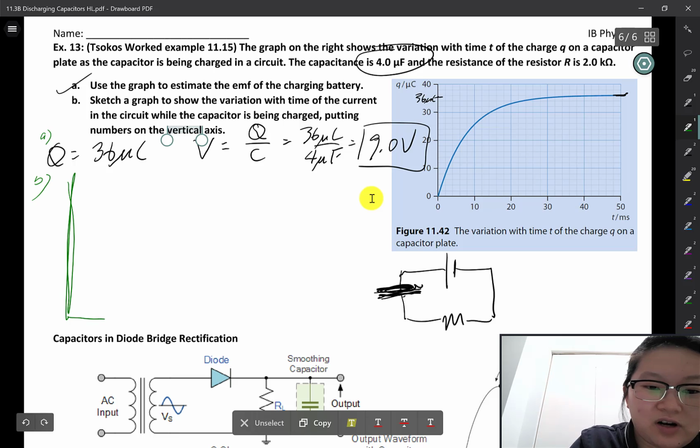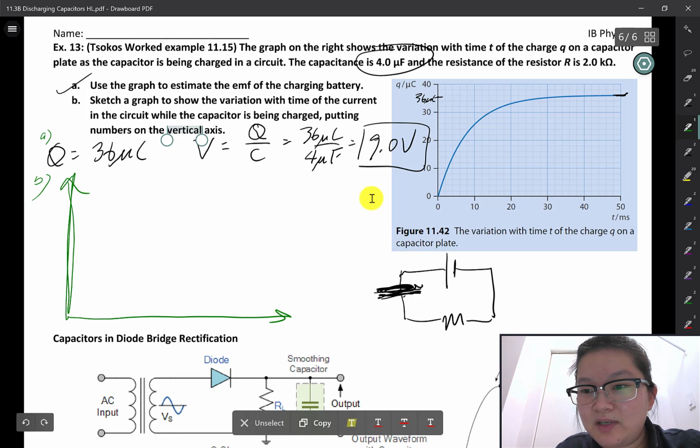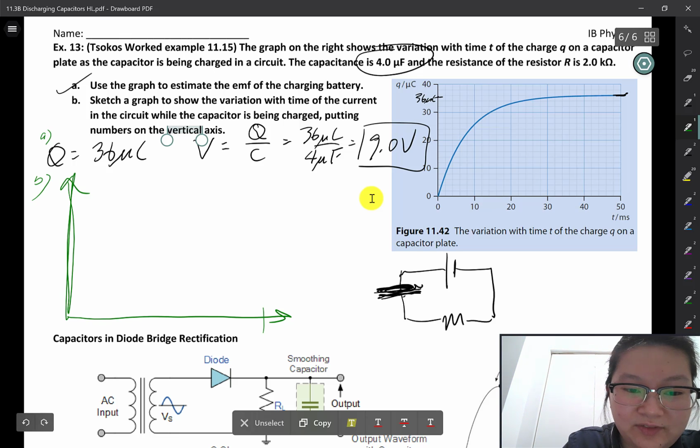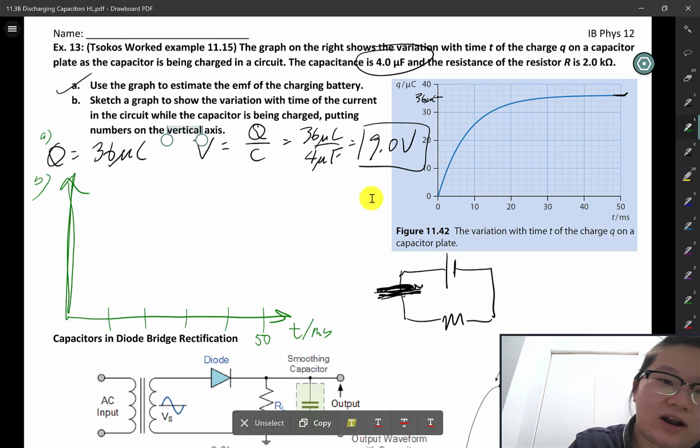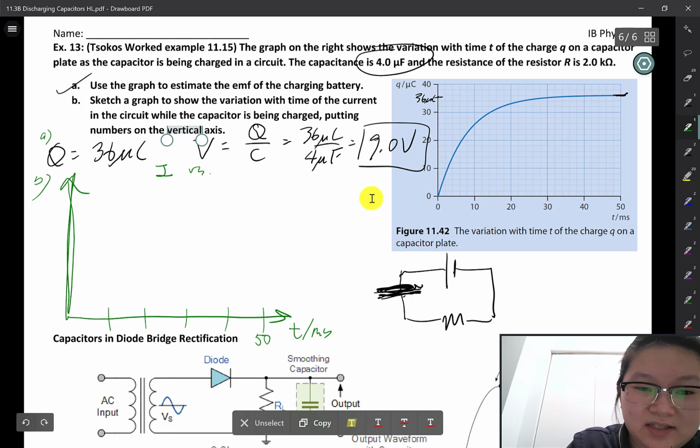I'm just going to draw a basic sketch of this graph. I know that the time is going to be on the order of milliseconds, about 50 milliseconds. So if we divide this up relatively equally, 1, 2, 3, 4, 5. So this is 50, time in milliseconds. And what do we want? We want to find the variation with time of the current in the circuit. So, current versus time.